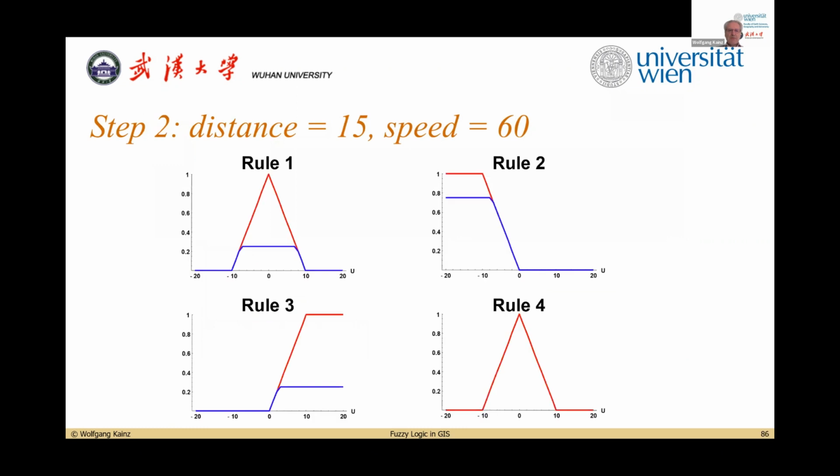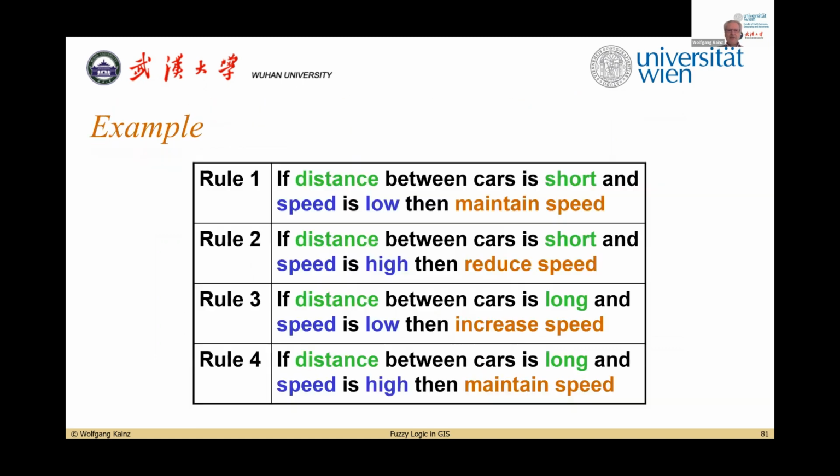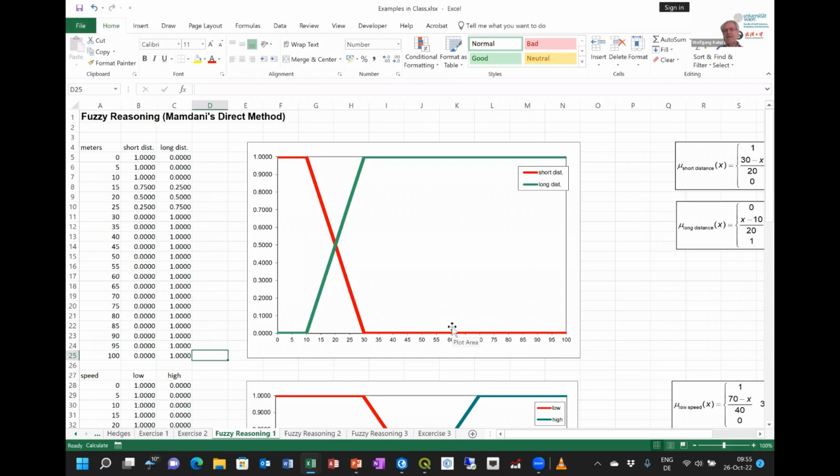We were working on the example using the distance between cars and the speed and the acceleration with four rules. And we were doing that in an Excel spreadsheet using both Mamdani direct method and the simplified method, which you can see here. After that class, I will make these spreadsheets available to you. So you have these examples and you can look at how it works, and you can use these examples as a template.